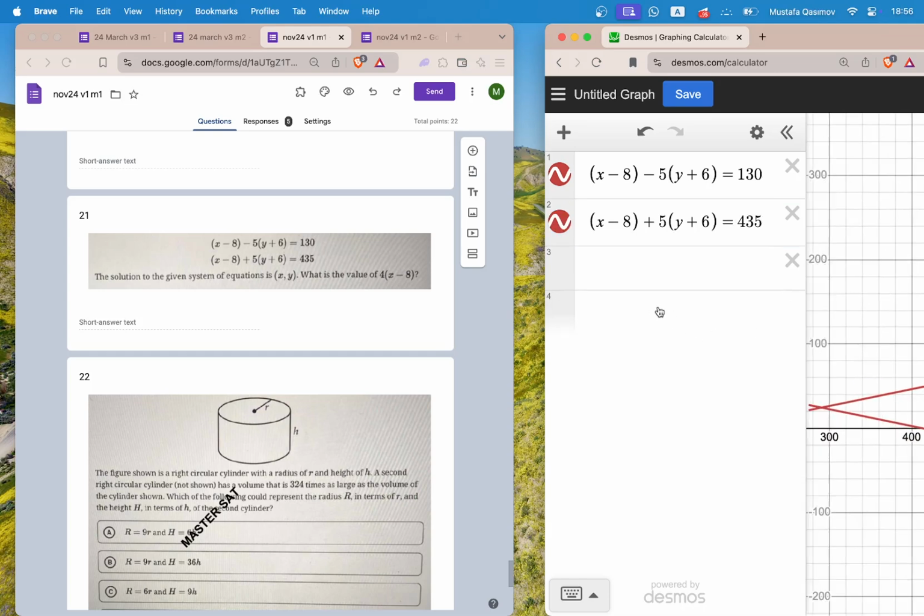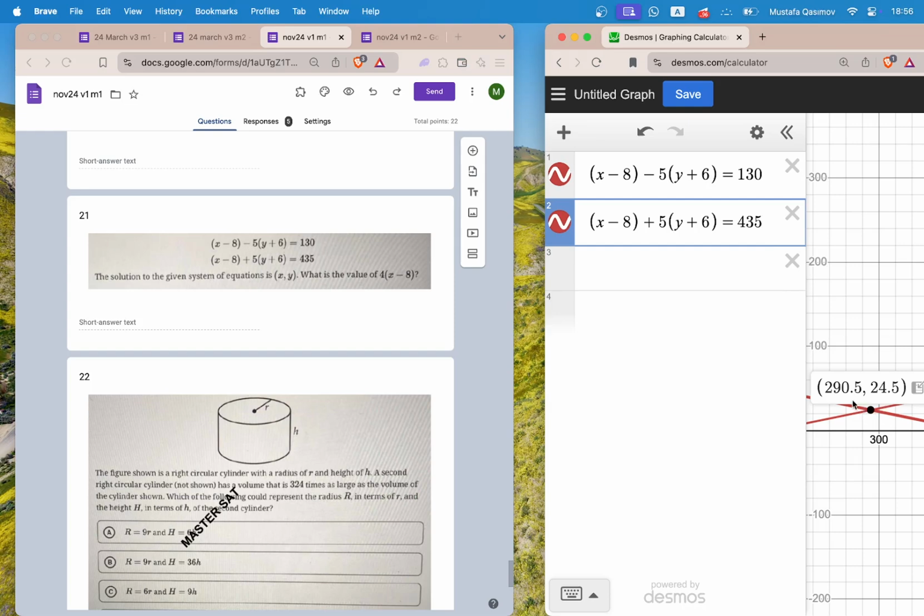Then let's look at this intersection point. It is a value of x. So let's write 4 times 290.5 minus 8. This is our answer, 1130.